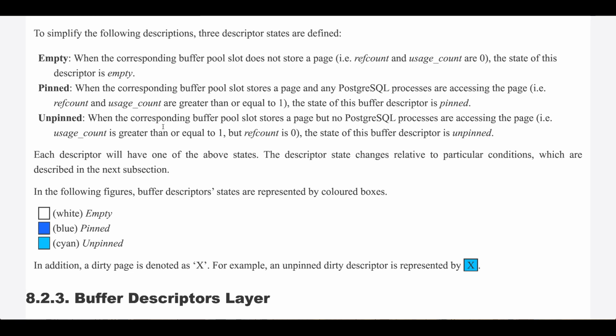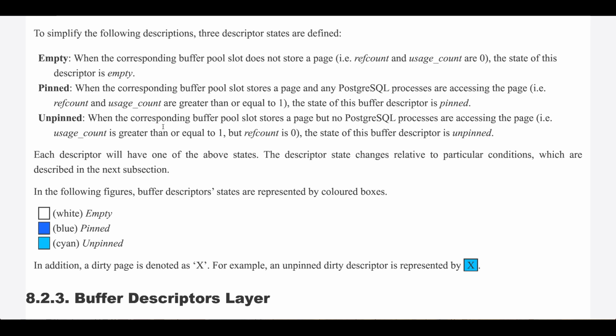Pinned: when the corresponding buffer slot stores a page and any Postgres processes are accessing the page, i.e. ref count and usage count are greater than or equal to 1, the state of this buffer descriptor is pinned. Unpinned: when the corresponding buffer pool slot stores a page, but no Postgres processes are accessing the page, i.e. usage count is greater than or equal to 1, but ref count is 0, the state of this buffer descriptor is unpinned.